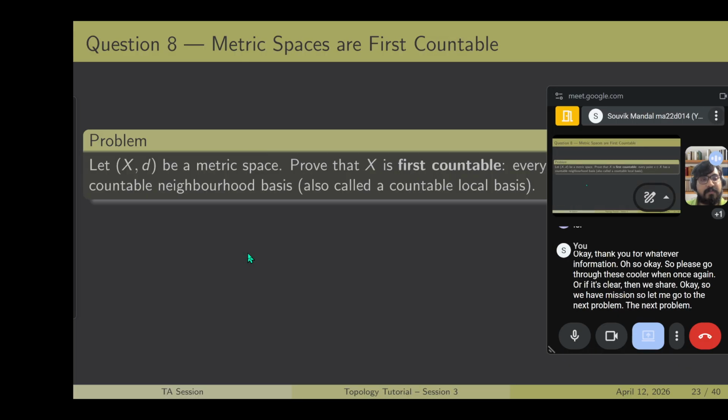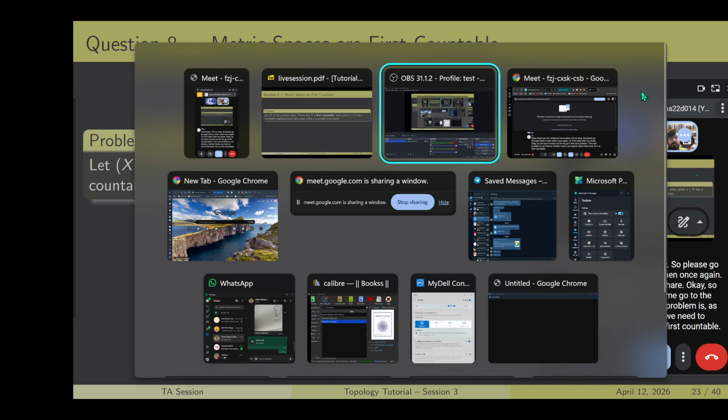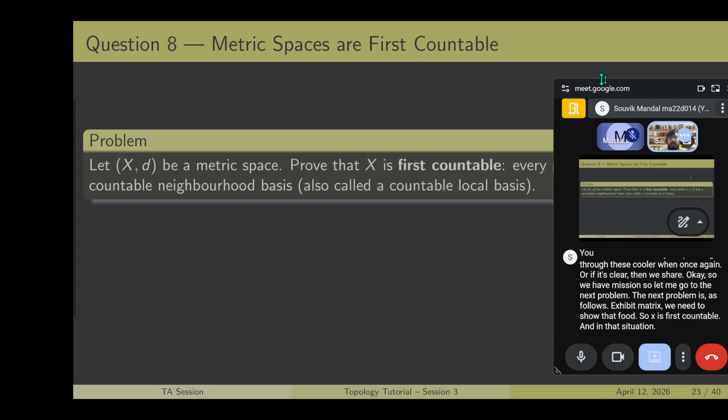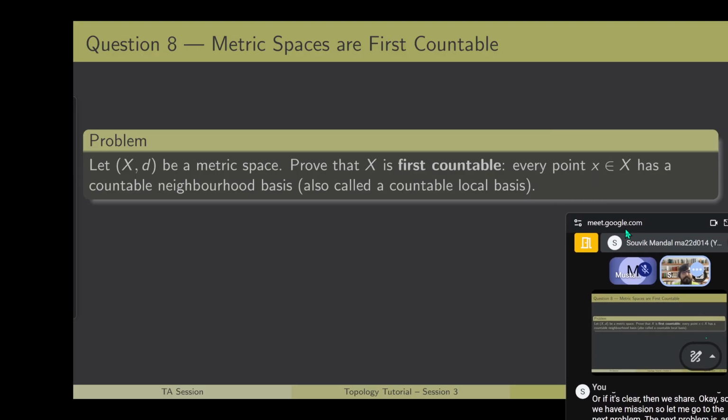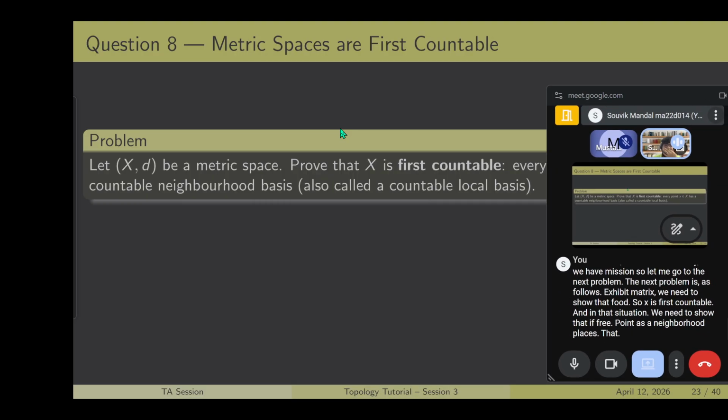The next problem is as follows. X is a metric space, and we need to prove that X is first countable. In that situation, we need to show that every point x has a countable neighborhood base. That means we need to choose a point x and show that we can find a basis around that point which is countable. Basically, we want to show that if you take any open set containing that point, that open set contains one of those countable basis elements. So please use the definition of metric. Think about it. Take your time. Let me know.